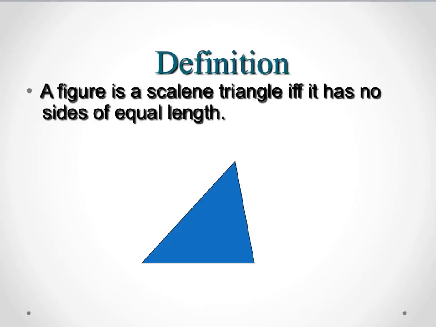Okay, the third way to classify a triangle by its sides is if it's a scalene triangle. And it's scalene if and only if it has no sides of equal length.